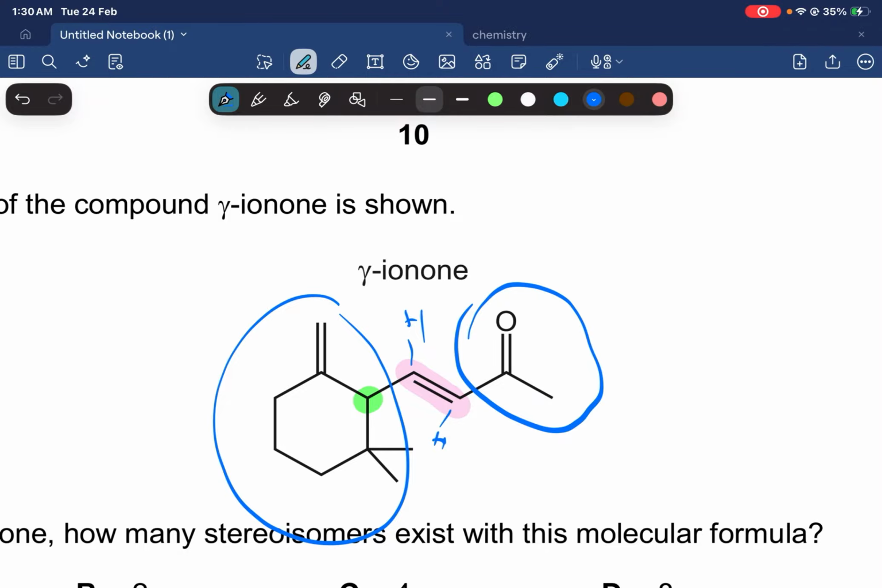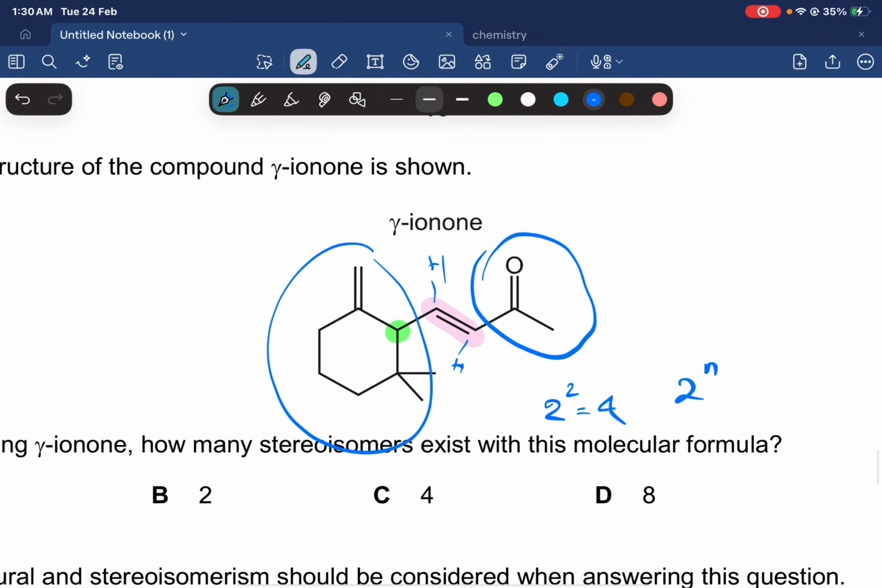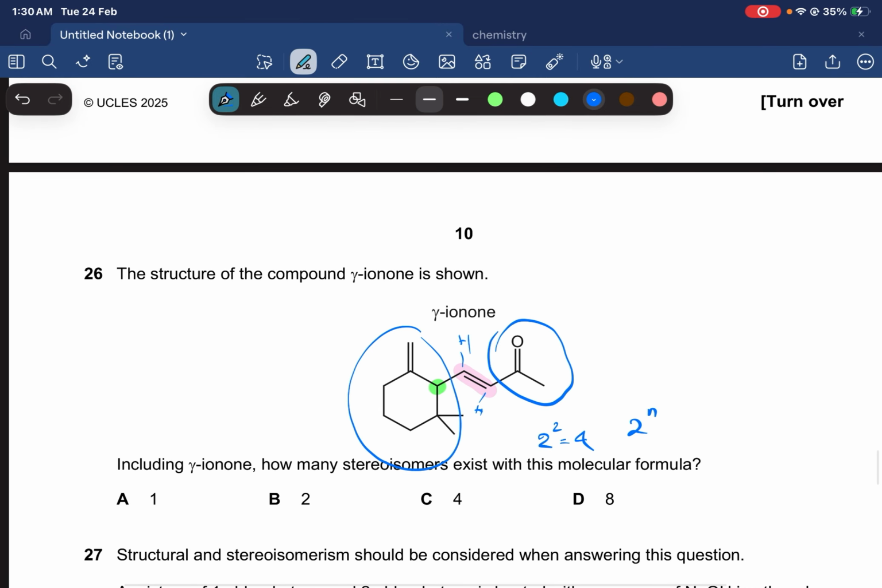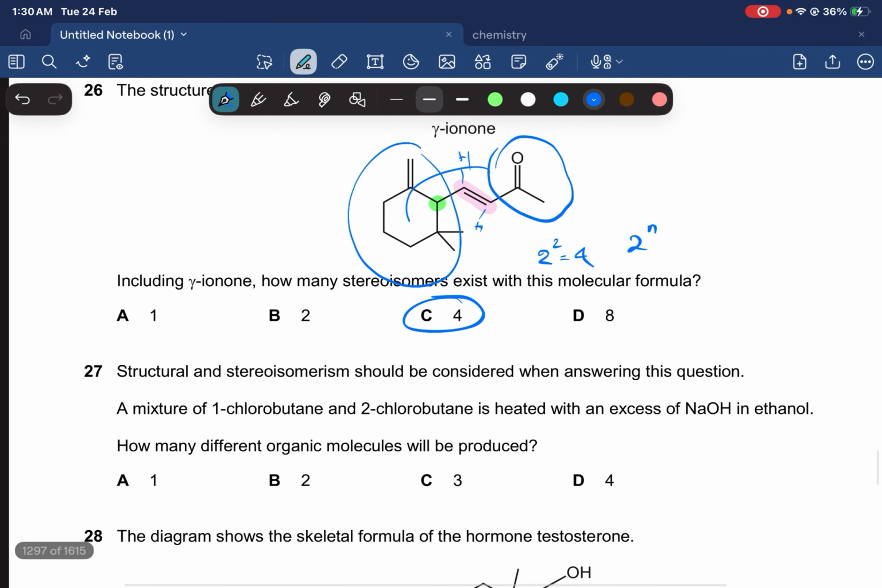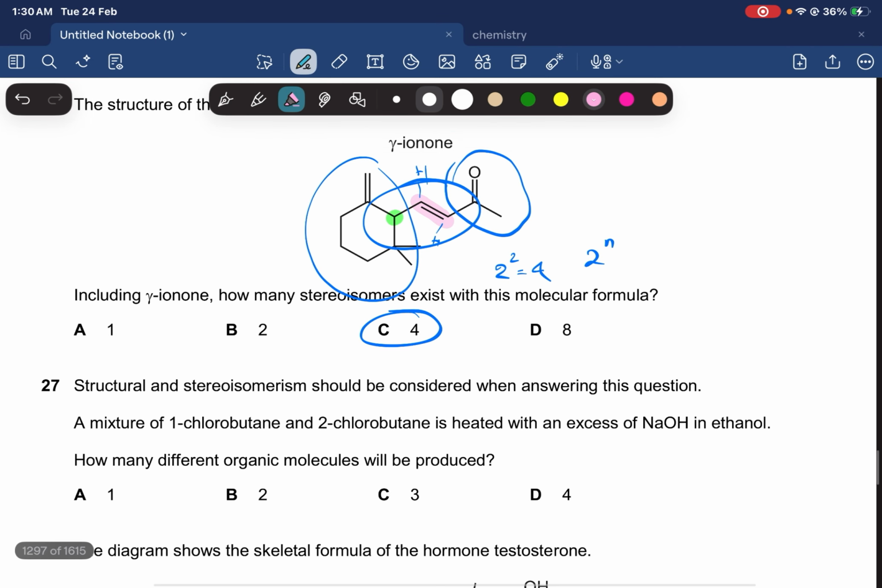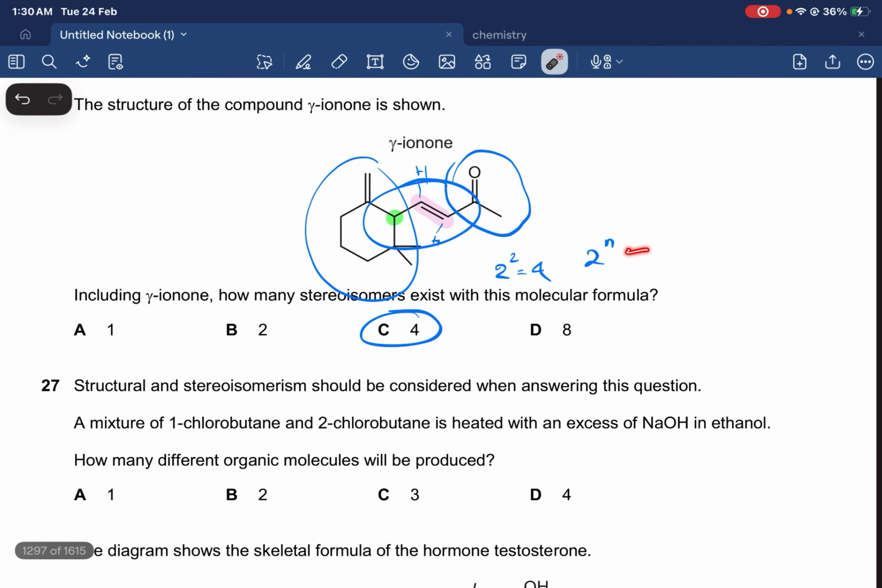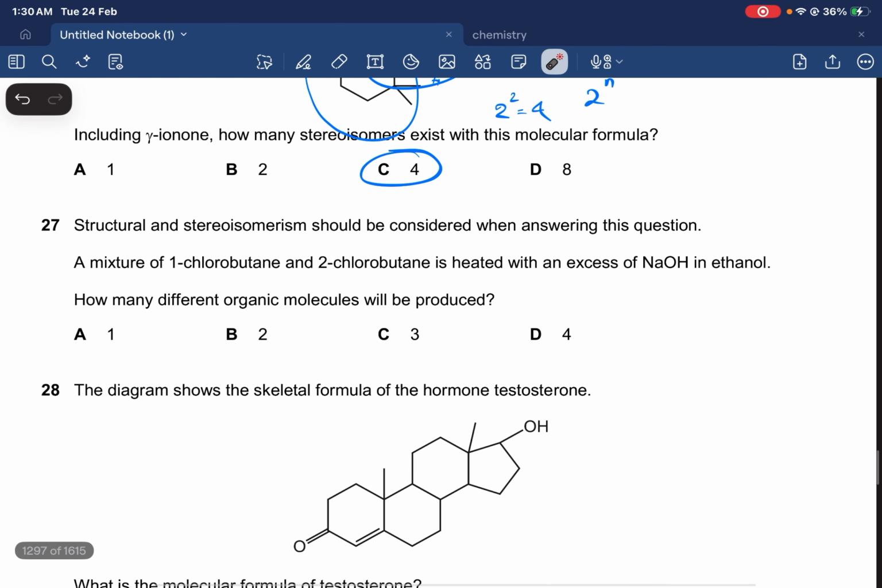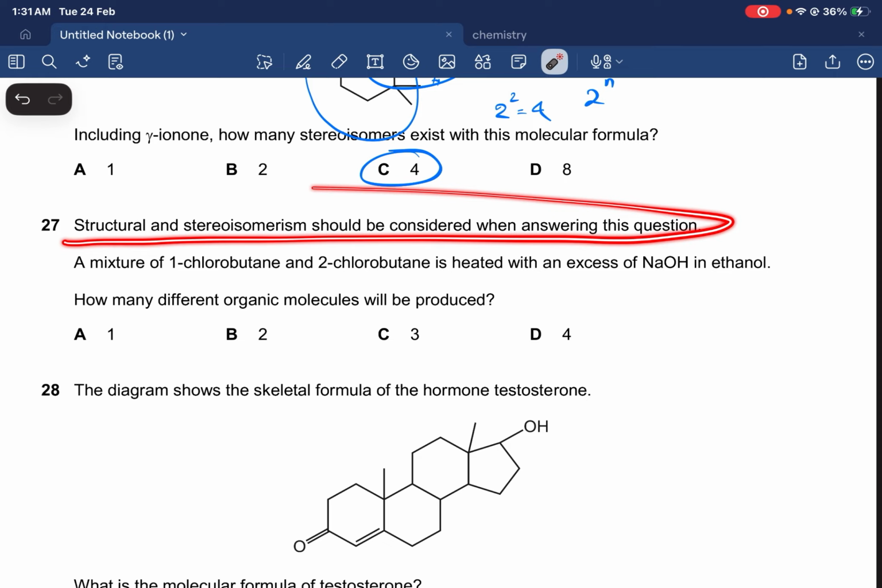So we have 2 stereocenters. 2 raised to power n, 2 raised to power 2 equals 4. Do we have any options that says 4? Yeah. So 4. Simple. 2 stereocenters, 2 raised to power the number of stereocenters, and we subtract 1 from our answer if it's a symmetrical alkene, but it's unsymmetrical. Structure and stereoisomers should be considered when answering this question.